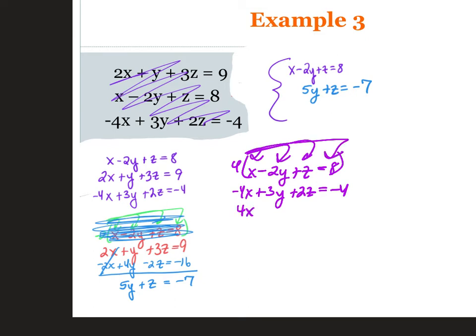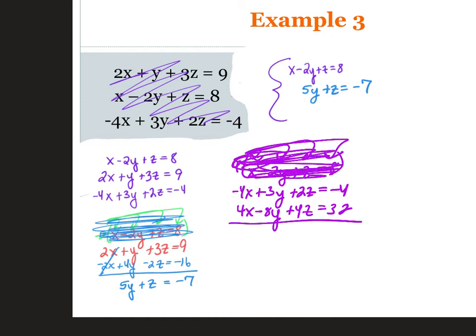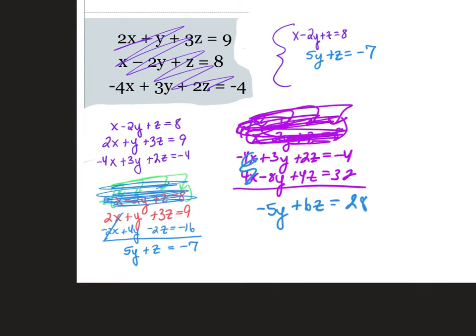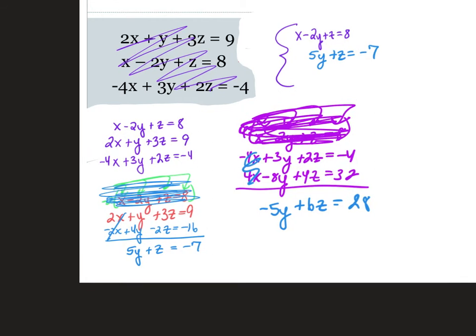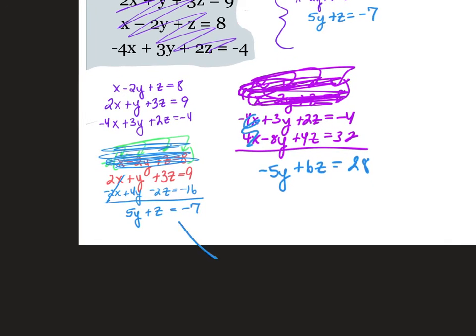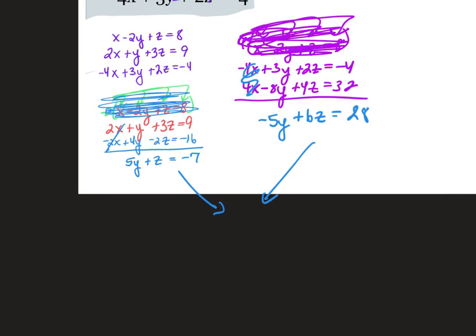So I have 4x minus 8y plus 4z equals 32. Agreed? Okay, this is gone now. X's do what? Cancel. What's 3 minus 8? -5y. What's 2 plus 4? 6. Plus 6z equals, what's 32 and -4? 28, all right? Now, what were we trying to do? We're trying to get what? z equals. Do I have 2 equations that I can combine and get it to say z equals?